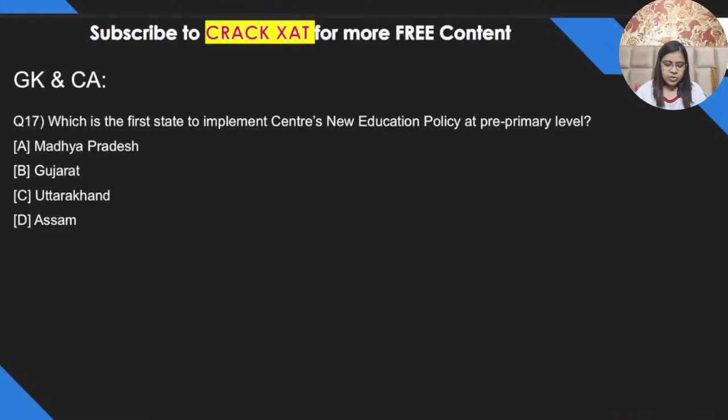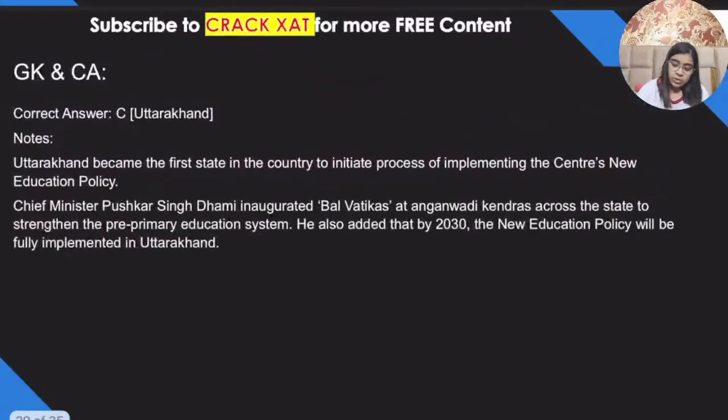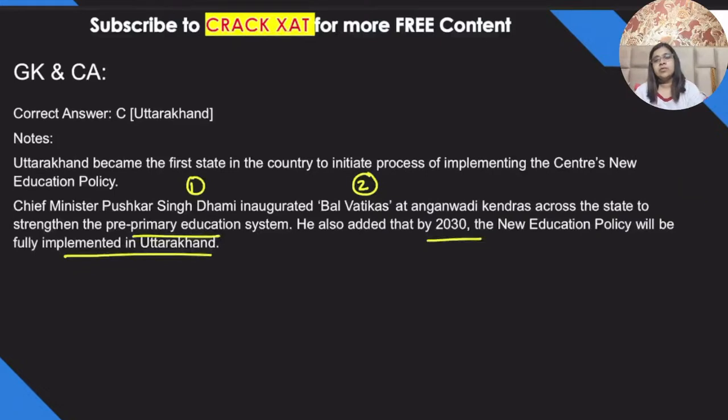The answer is Uttarakhand, okay, Uttarakhand. Now, please understand, first state to implement new education policy at pre-primary level is Uttarakhand, not Gujarat. Let's talk about it. Uttarakhand became the first state in the country to initiate this process, and who is the chief minister? Pushkar Singh Dhami. He inaugurated Bal Vatikas and at Anganwadi Kendras. And what did it do? It strengthened the pre-primary education system. He also added that by 2030, this will be fully implemented in Uttarakhand.